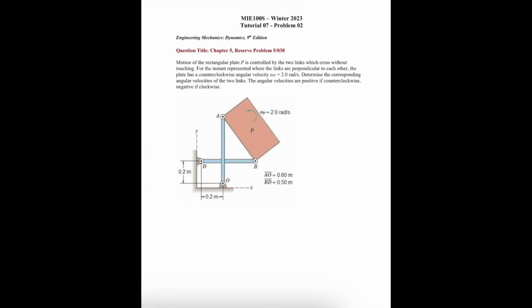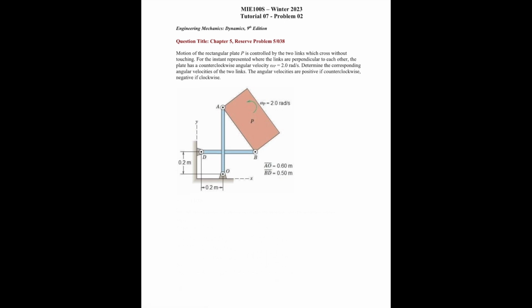For this question, we've got the motion of a rectangular plate P controlled by two links which cross without touching. So for the instant represented where the links are perpendicular to each other, the plate has a counterclockwise angular velocity of 2 radians per second, and we want to determine the corresponding angular velocities of the two links. The angular velocities are positive if counterclockwise, and negative if clockwise.